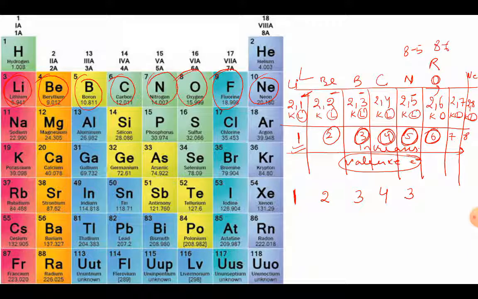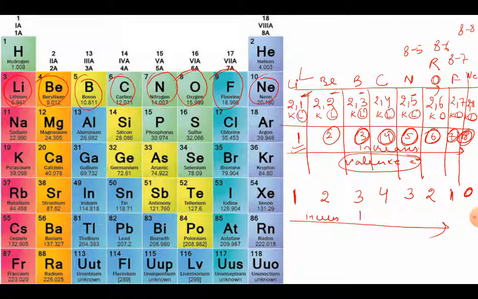Then oxygen, valence electron is 6. Again it fits into the second rule, 8 minus 6, 2. Then fluorine, the valence electron is 7, goes to the second rule, 8 minus 7, 1. And finally, when we talk about neon, it again goes into the second rule, that is 8 minus the number of valence electrons, and the valency turns out to be 0. So what is the trend of valency in case of a period? We can say that valency first increases from 1 to 4 and then decreases from 4 to 0. Can we see that neon has a valency of 0?